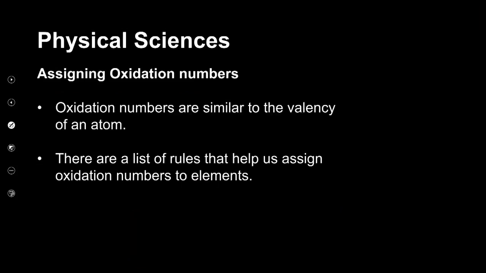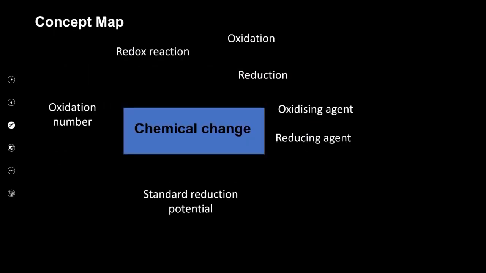And then how do we assign? Oxidation numbers are similar to the valence electrons, and these valence electrons are actually the number of electrons that occur at the highest energy levels. So there is a list of rules that will actually help us to assign oxidation numbers to elements. So what's going to guide us in this case are the rules, which is something that we will focus our attention on.